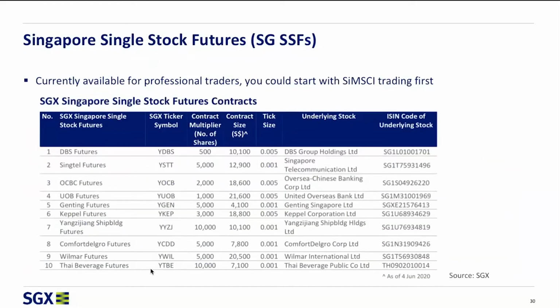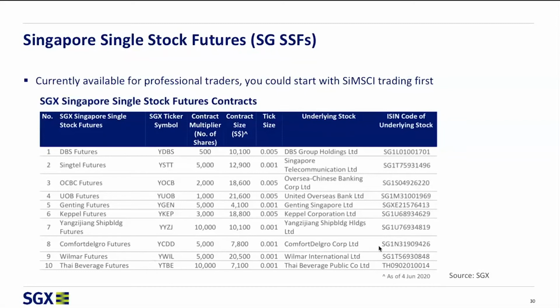Should you be interested in single stock futures, you can consider the newly launched single stock futures, which cover 10 stocks that you can trade. However, it is currently available only to professional traders. Not to worry, you can start by trading the SiMSCI first. Once you gain experience, you can declare yourself a professional trader, and you can start to trade all these single stock futures contracts.